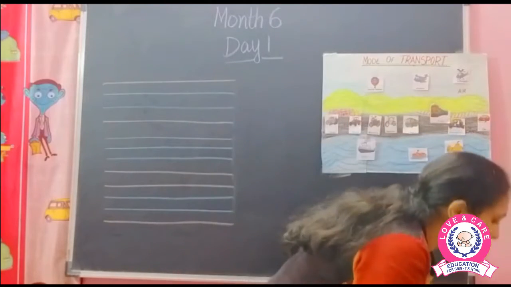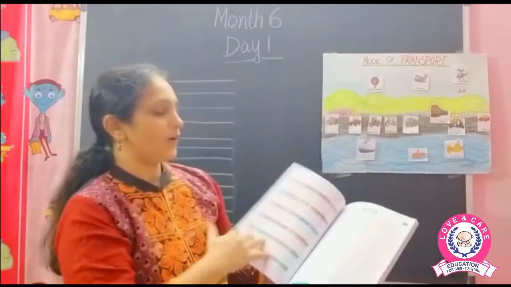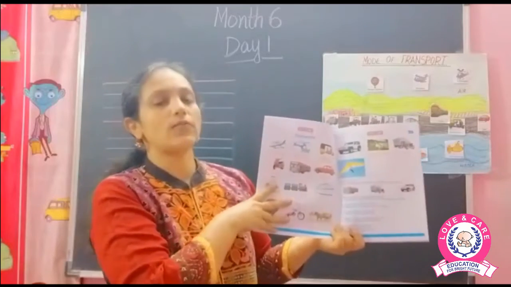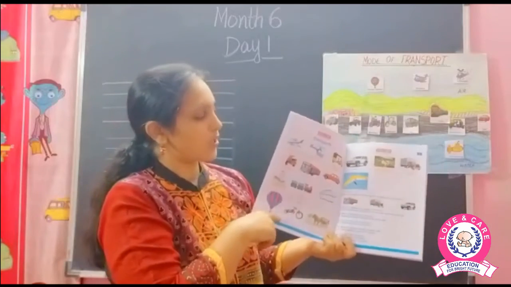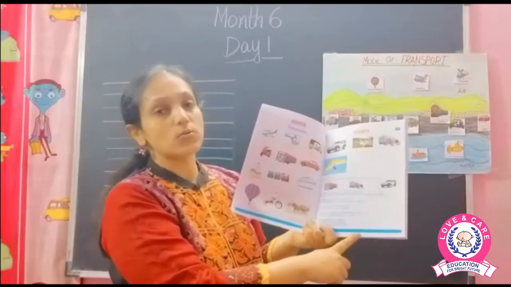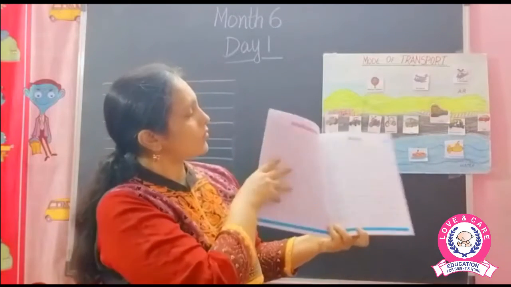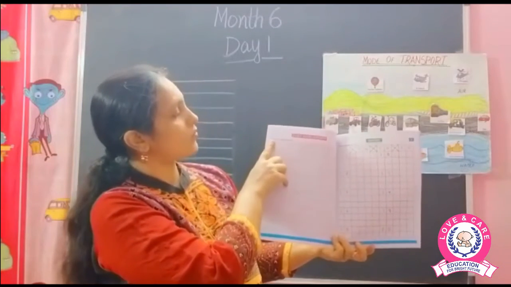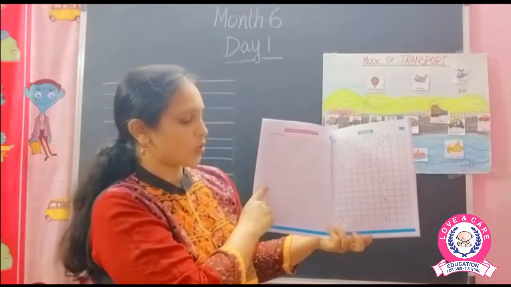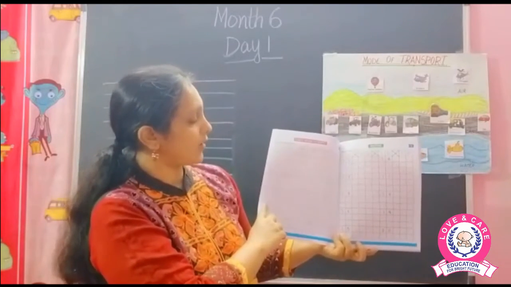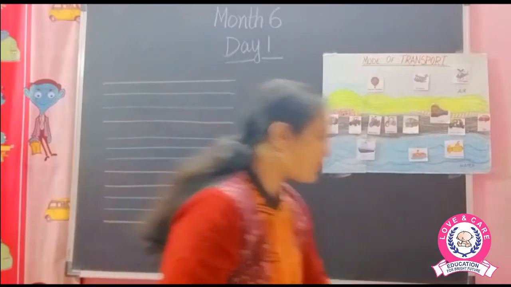So children, today what we have learned new is the different modes of transport. So you have to just do the question answer also. You have to do the oral question answer. Now moving on to the next page, you have to trace and write the letters from A to I. Now this tracing, first you have to do tracing and then you have to write this letter. This is also a worksheet page.